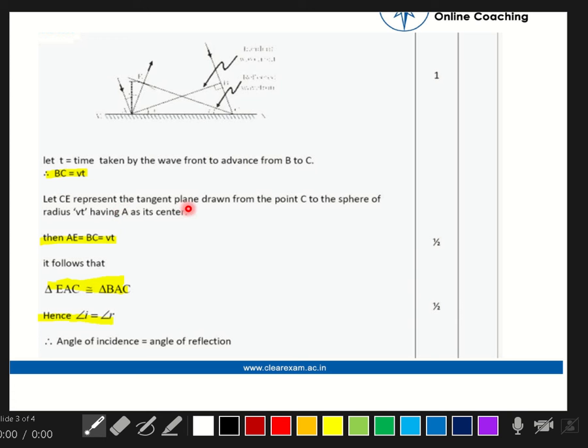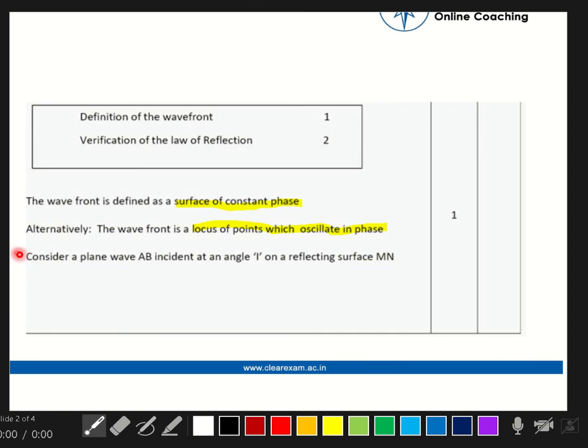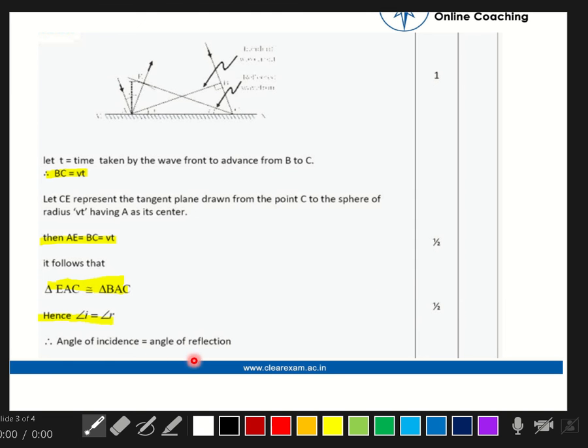Let CE represent the tangent plane drawn from the point C to the sphere of radius vt having A as its center. Then AE equals BC equals vt. It follows that in triangle EAC and in triangle BAC, angle i equals angle r, as angle of incidence equals angle of reflection. Hence, we have proved that the angle of incidence equals the angle of reflection.